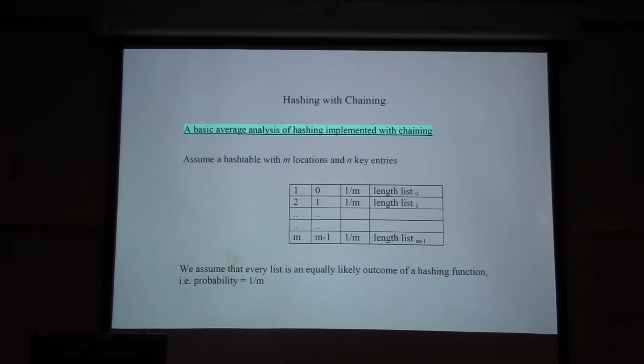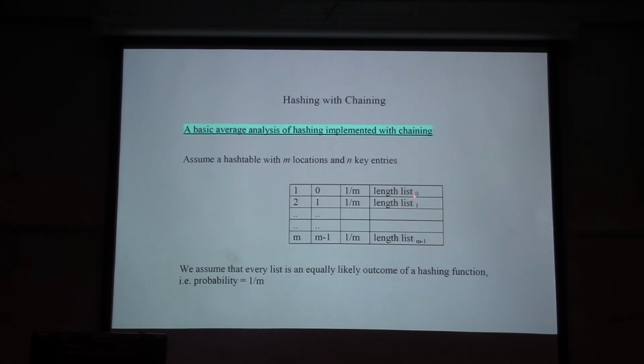If the list only has 2 or 3 records in it, that's almost like theta 1, right? We don't want them to have n records in it. That would be bad. So we're going to assume that every list has the probability of 1 over m. Where we have m lists, each list has the probability of 1 over m of being chosen by the hashing function. So if we have 100 chains, each one has the probability of 1 over 100. And these are the chains: chain 0, chain 1, chain 2, all the way to chain m minus 1.